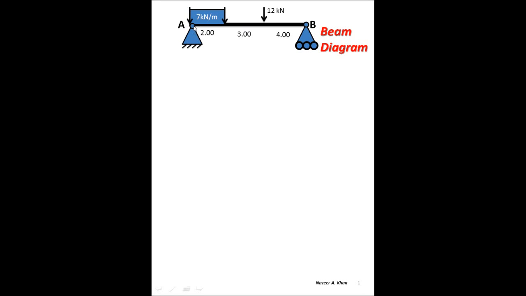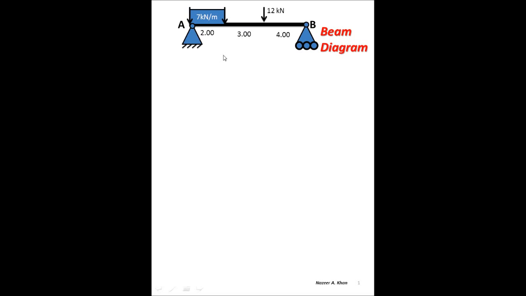call a pin or hinge support. We then have a UDL, we have a point load, and then we have a roller support. UDL means uniformly distributed load. With the supports that we have here, they could be a representation of walls or so, and you notice the symbols for these supports are different.